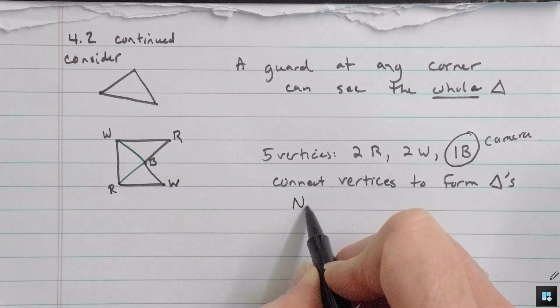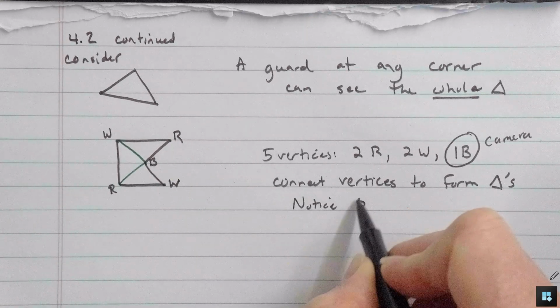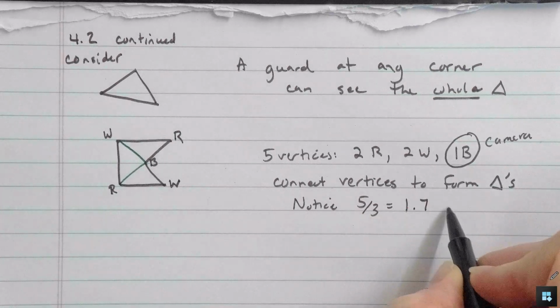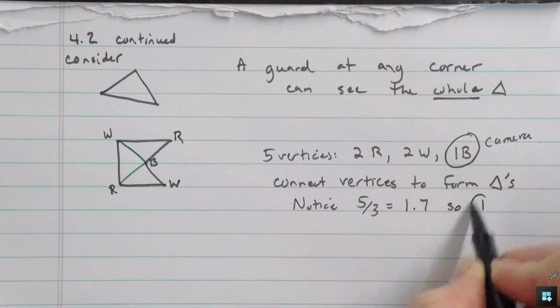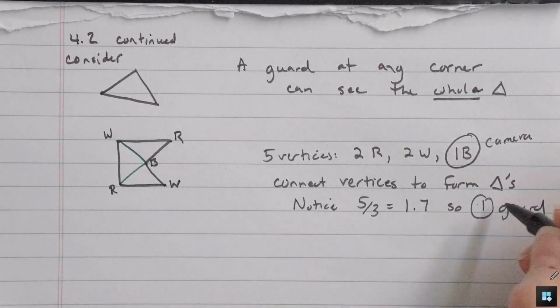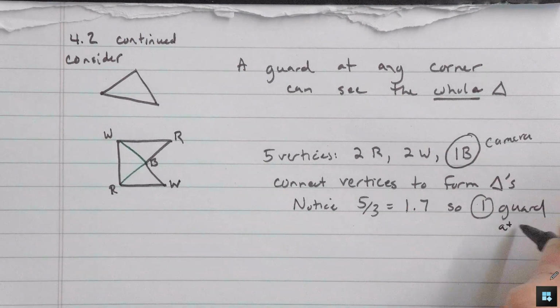Notice the art gallery theorem would tell us that 5 divided by 3 is 1.7, so 1 guard, and that is in fact what we found. So at most 1 guard, and that is what we found.